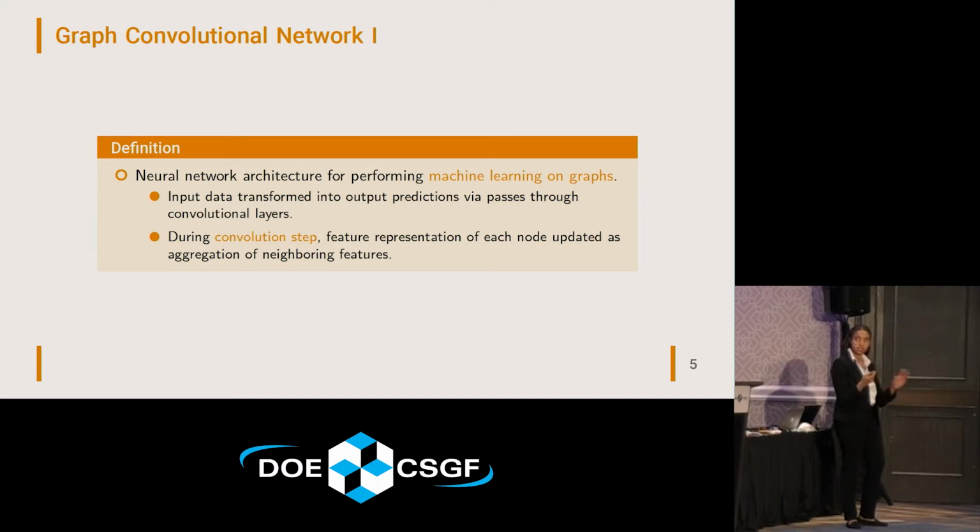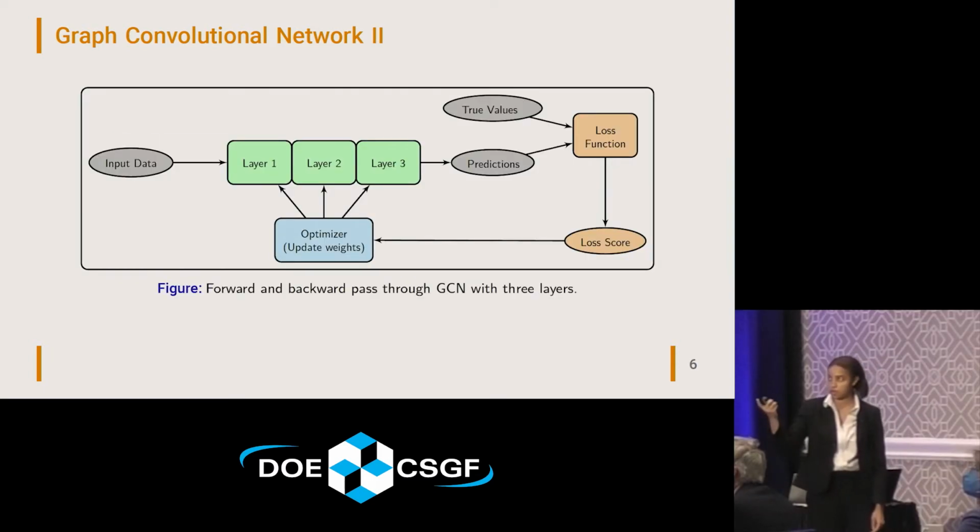So just to provide a basic overview of what a graph convolutional network is, it's a neural network architecture for performing machine learning on graphs. In order to get your output predictions from the input data set, you have these features, and they're transformed through multiple passes through these convolutional layers. During these convolutional layers, the feature representation of each node is updated based on an aggregation of its surrounding neighbors. So here's just a basic schematic.